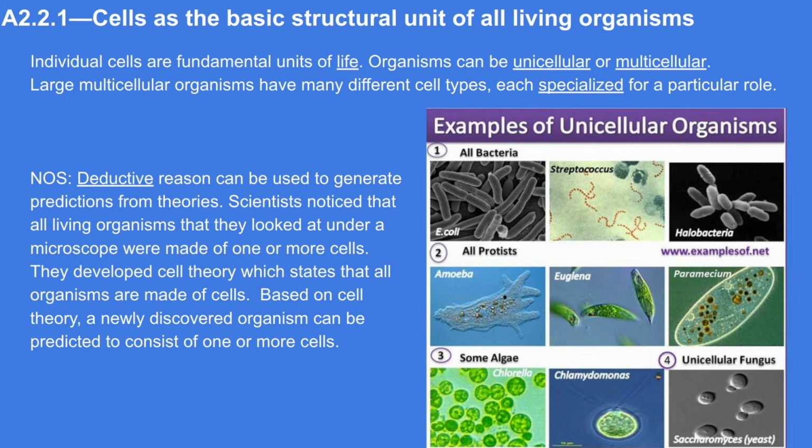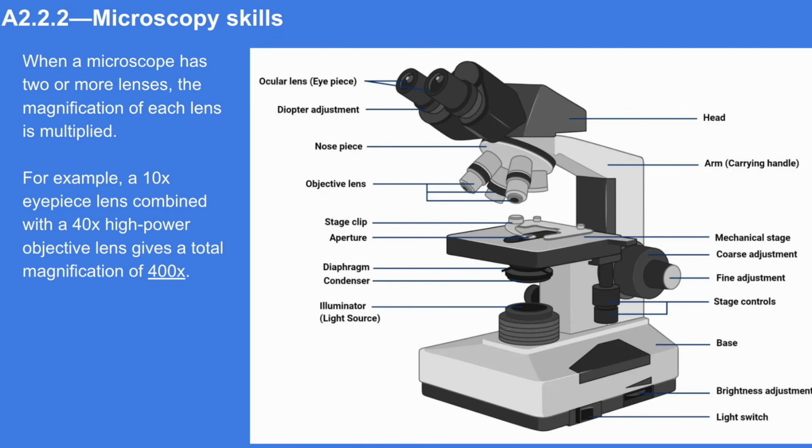A2.2, cell structure. Okay, individual cells, again, are the fundamental units of life, and life can either be unicellular, a single cell, or multicellular. Benefits of multicellularity include cell specialization. So first up, a bit on microscopy. This is a light microscope.